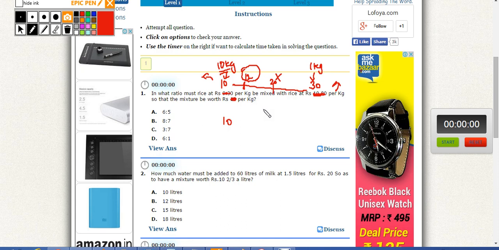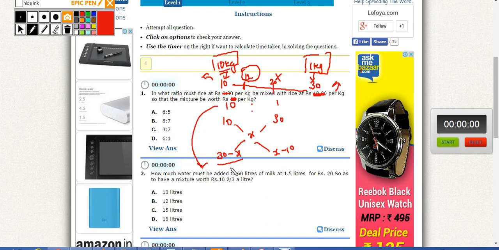Let's just calculate this. So this is 10 rupees rice, this is 30 rupees rice, and I already have the ratio. I'm mixing 10 kg of rice with 1 kg of this particular rice, so my ratio is 10:1. Now what do I have here? x minus 10, and this is 30 minus x, and we have to divide this by our ratio. We divide this by 10 and this by 1. Okay, now what do we get?